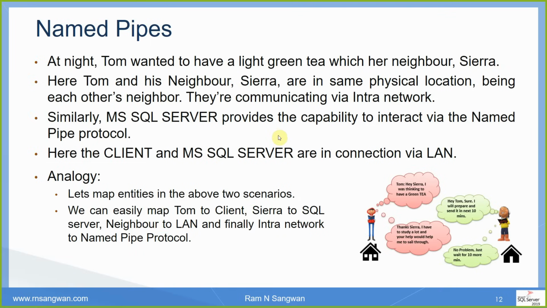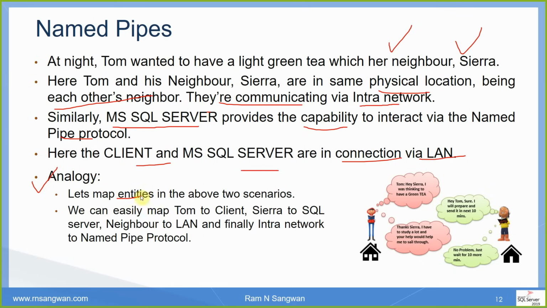Then we have named pipe. At night, Tom wanted to have a light green tea with her neighbor Sierra. Here Tom and his neighbor Sierra are in the same physical location, being each other's neighbor. They are communicating via intranetwork. Similarly, Microsoft SQL Server provides the capability to interact via the named pipe protocol. Here the client and Microsoft SQL Server are in connection via local area network.